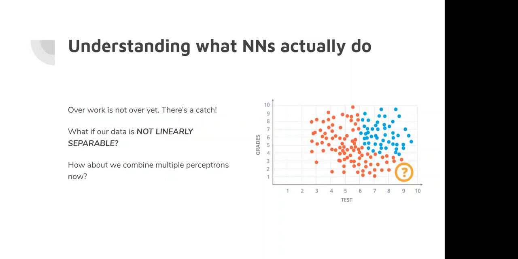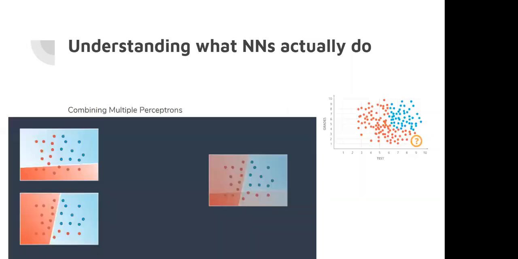However, what if we combine multiple perceptrons? Virus in numeris, power of numbers. If we combine multiple perceptrons and see how this goes, this is the real intuition behind what neural networks actually do.